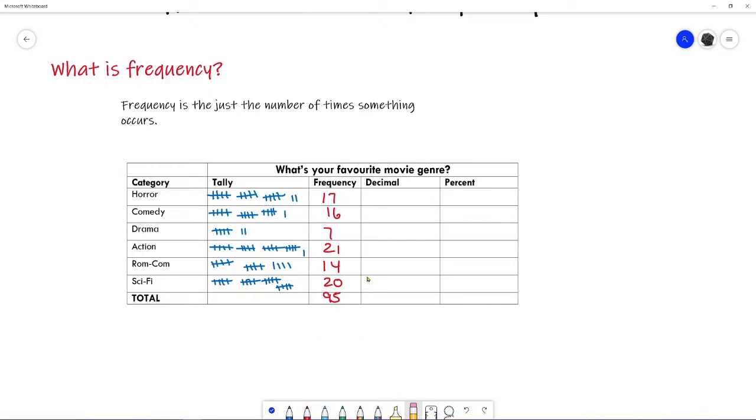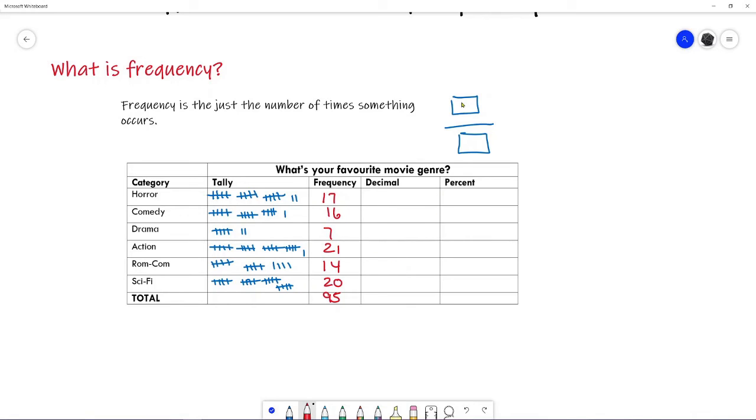So next, I can see that I have a decimal column and a percentage column. I know that a decimal is one way to represent a part of a whole. We learned that earlier this year. Just like I know that a fraction is one way to represent a part of a whole. I have some number in the numerator that tells me how many parts I have, and my denominator tells me how many parts are in the whole thing. I can actually make a fraction from the numbers that I have in these categories.